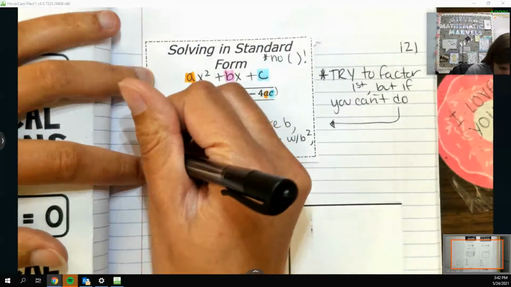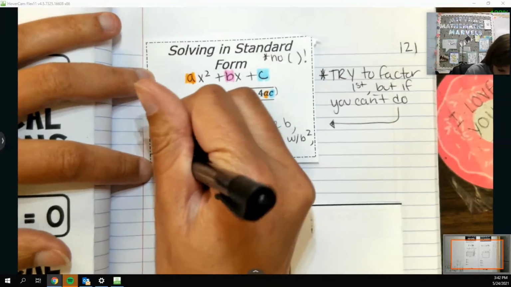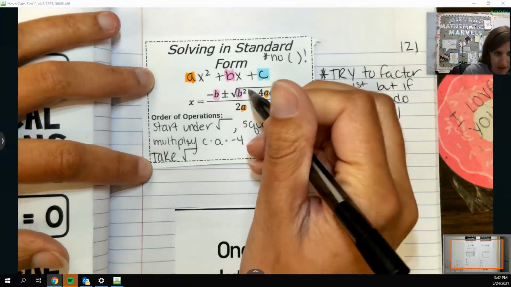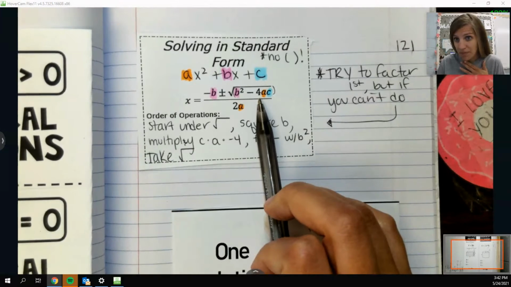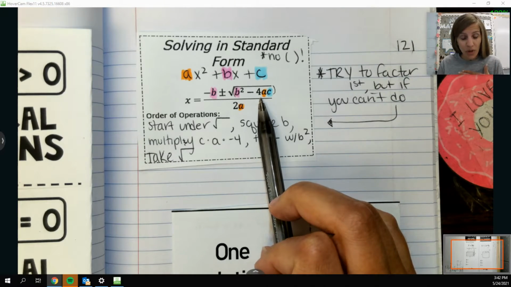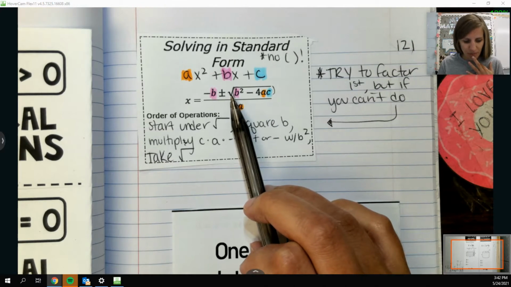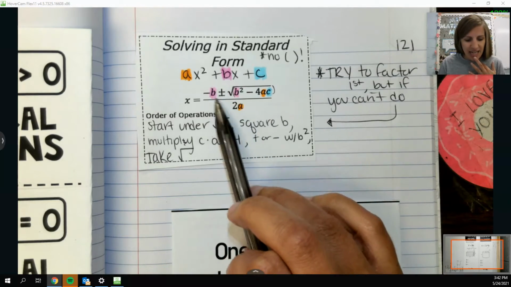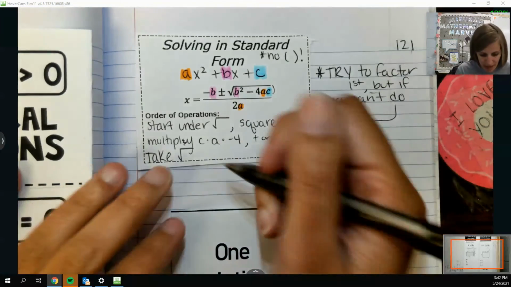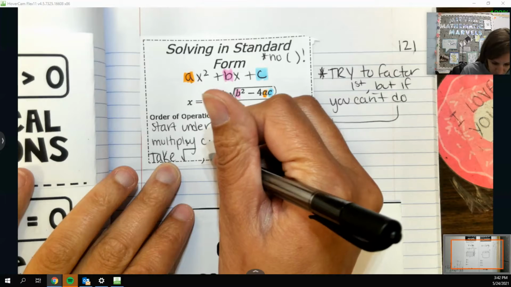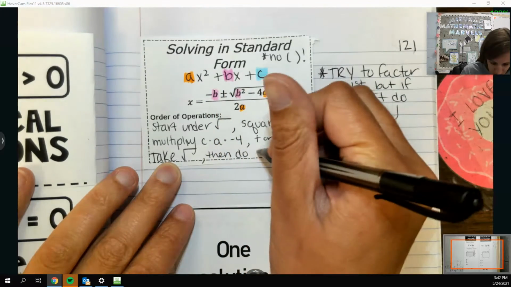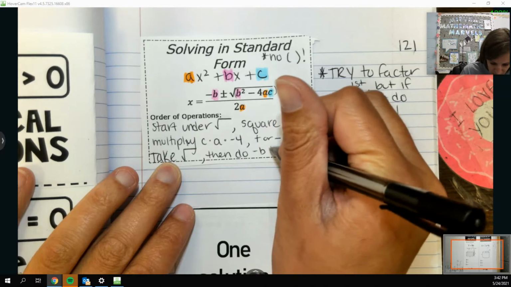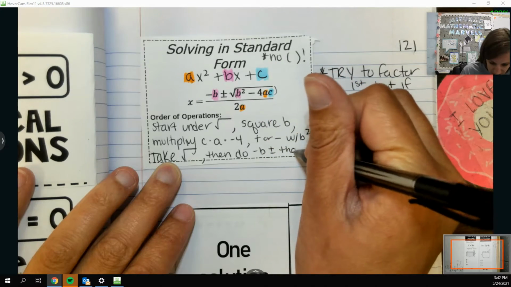Then you need to take the square root of that number. So I do all this stuff underneath, and let's say I end up with 4. I take the square root of 4, which is 2. And then we need to add and subtract that with negative b. So take the square root. Then do negative b plus or minus that number.